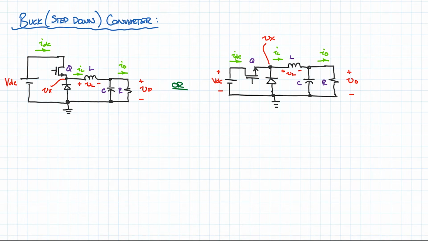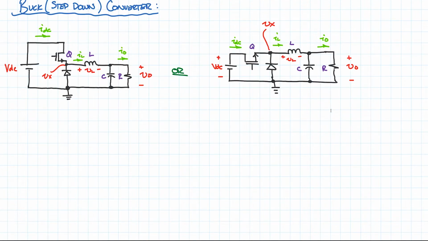Alright, so in this video we're going to take a look at the buck converter. The buck converter is a single topology in a class of converters called step-down converters. What a step-down converter means is that the input voltage is larger than the output voltage. We can express that mathematically: in general, we say Vin will be greater than Vo. Here Vin is VDC and Vo is Vo.